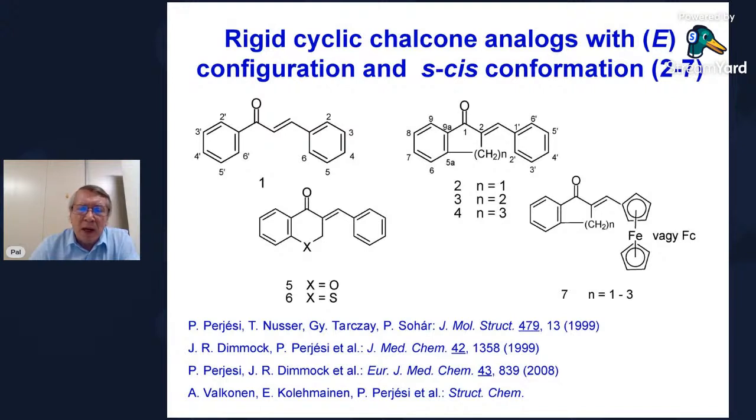However, because of the high electron density of ferrocenes and the electron donating capacity of the ferrocene unit, the polarization of the carbon-carbon double bond is minimized. And that's why the reactivity of the compounds with nucleophilic reagents is diminished.